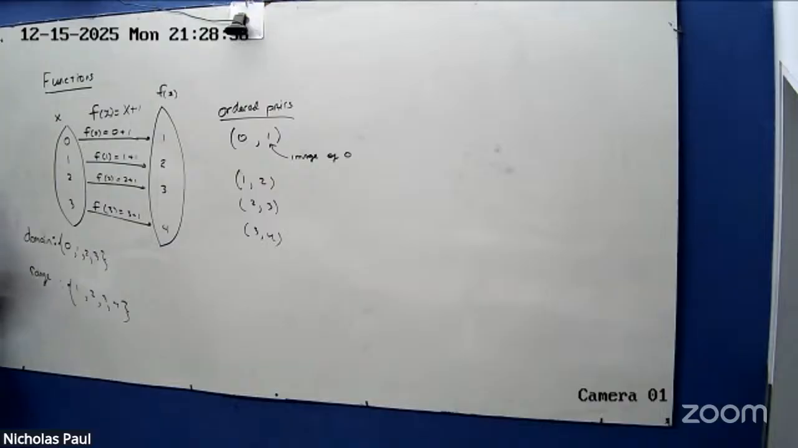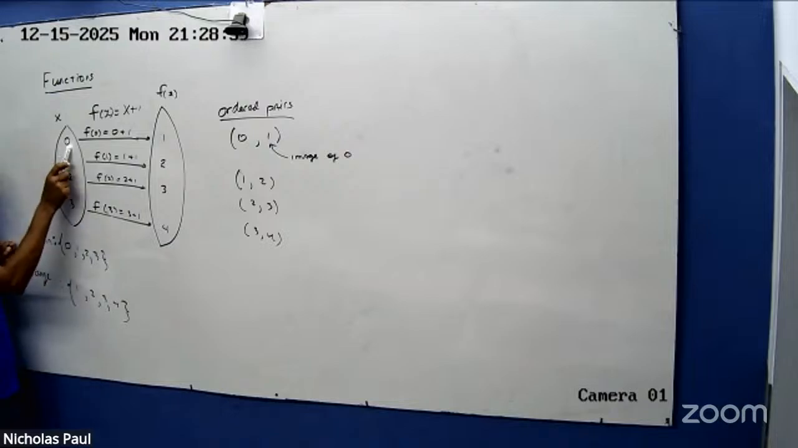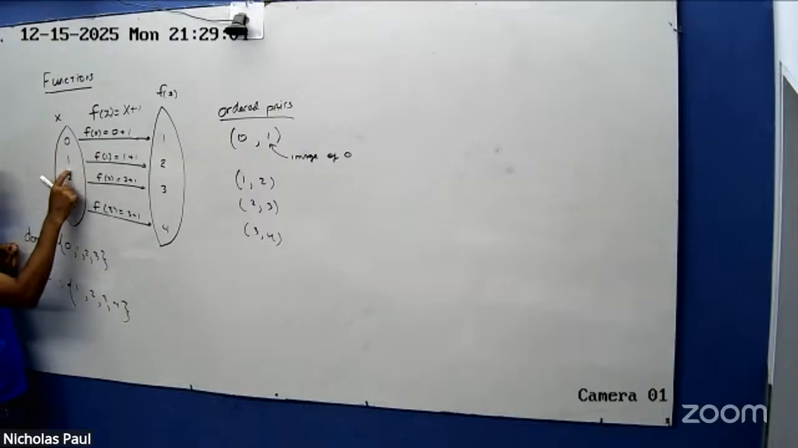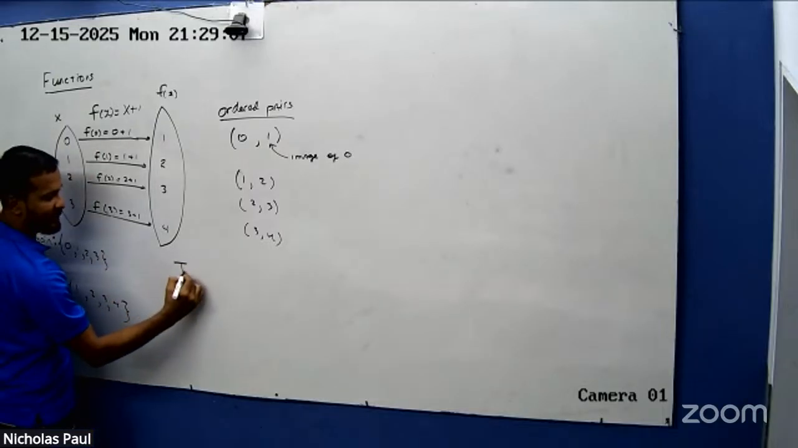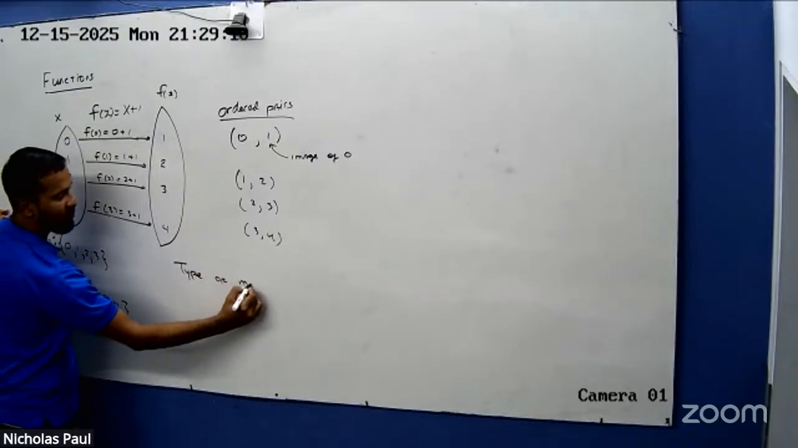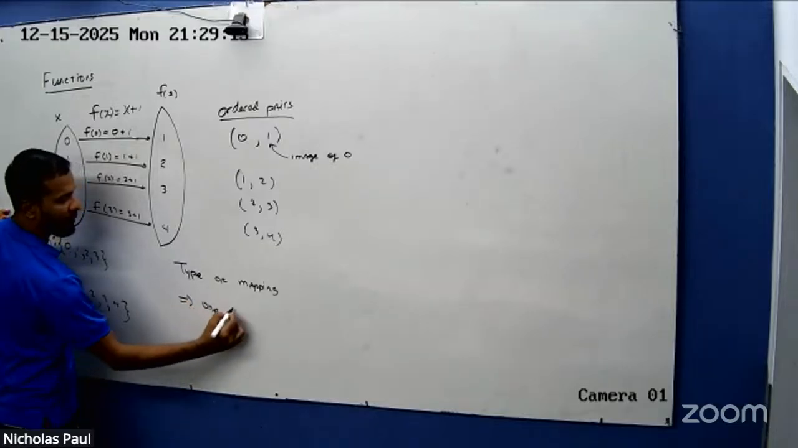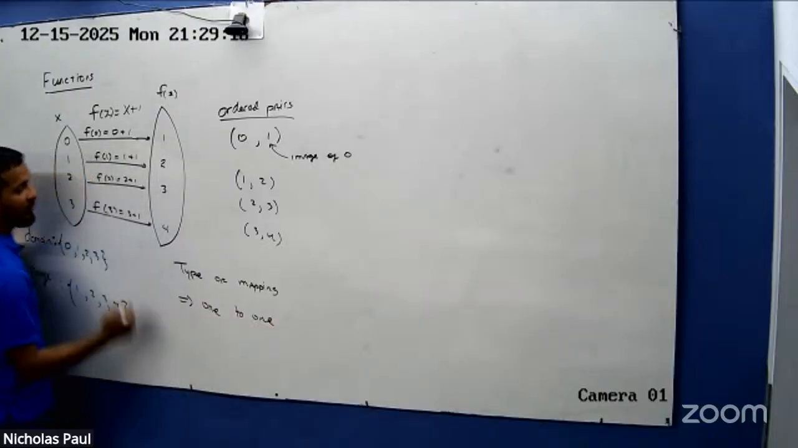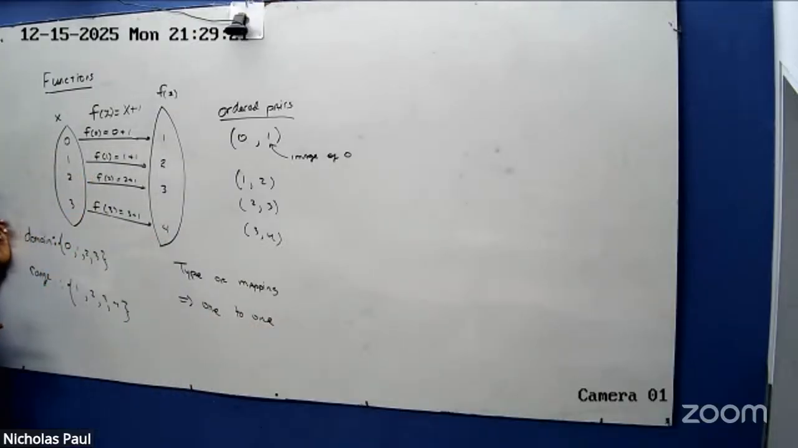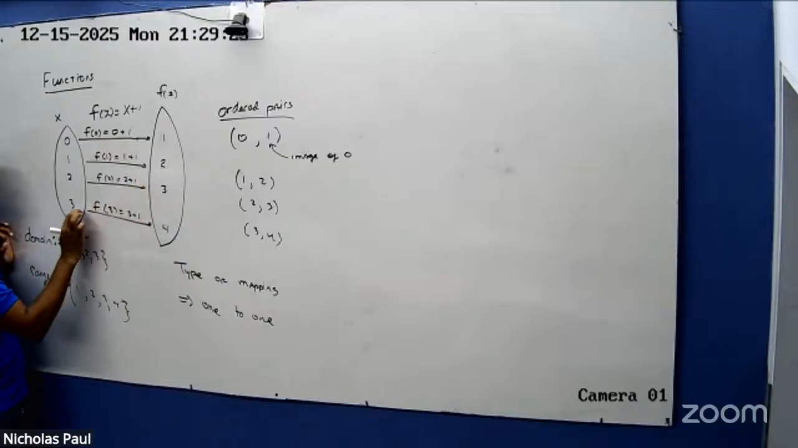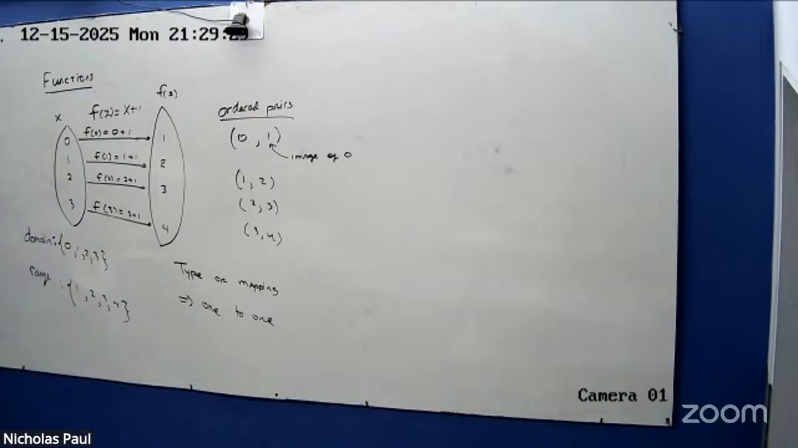And one last thing. For every x value, how many y values does it have? 1 alone, eh? 1x to 1y, 1x to 1y. So this is called the type of mapping. This is called a 1-to-1 mapping. This is called 1x to 1y. If I had 1x going to 2 values, it's called 1 to many. So we're just focusing on this type of mapping for now. Okay, so this here is the intro into functions.